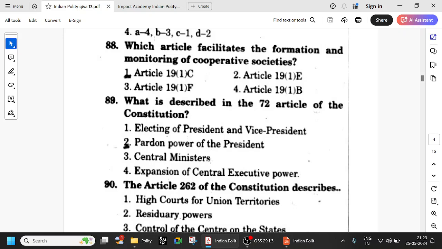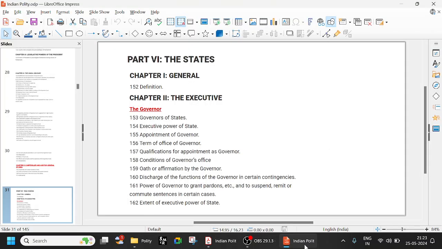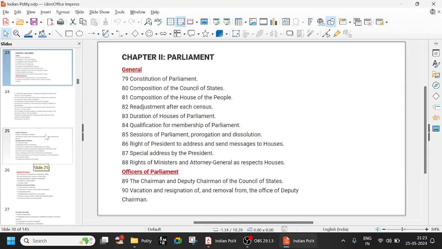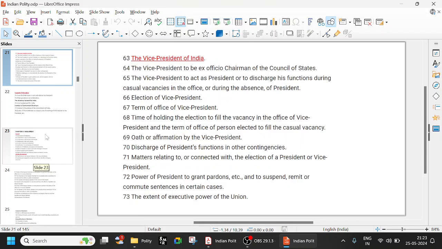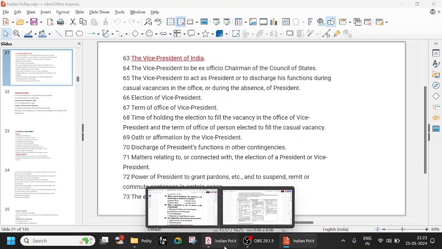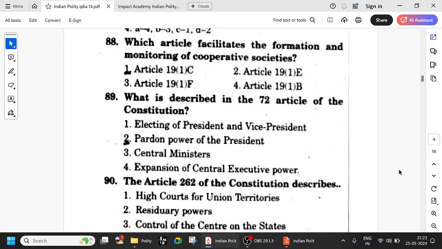Central ministers. Election Commission will be 324. Fine. President is 52, vice president is 63, I believe. Okay, 63. Vice president is 63. So you have to remember all these things, at least a few articles.